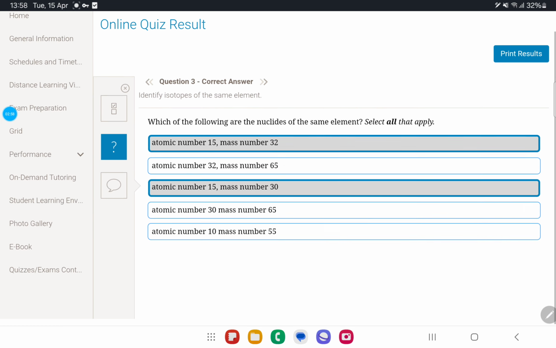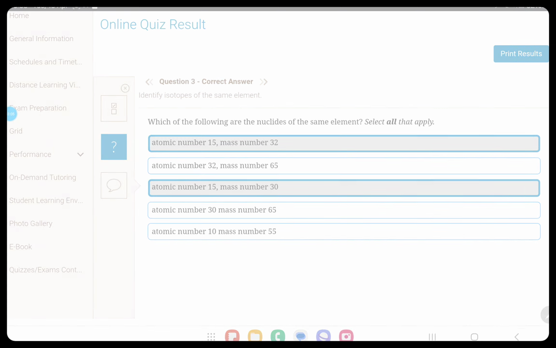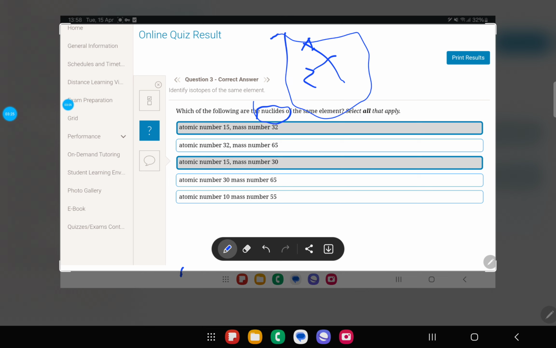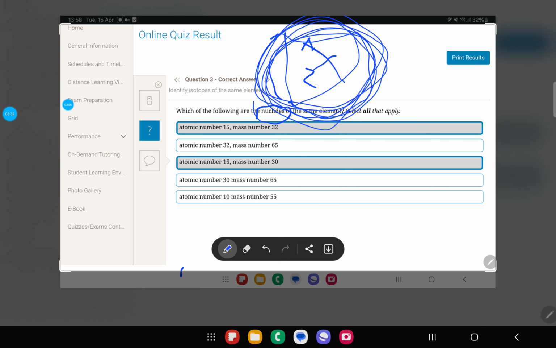Right, now the next question. Which of the following are the nuclides of the same element? I just want to explain something quickly. This is an easy question, but I want to explain something specific. Nuclides, maybe some of you haven't seen that before, but nuclides are basically this. I'm sure you've seen it in chemistry or physics. All of this makes up a nuclide.